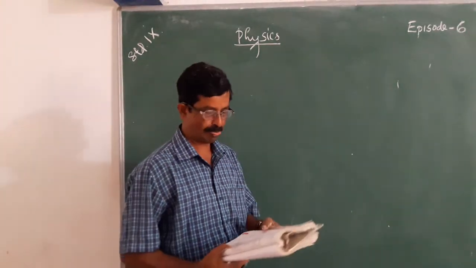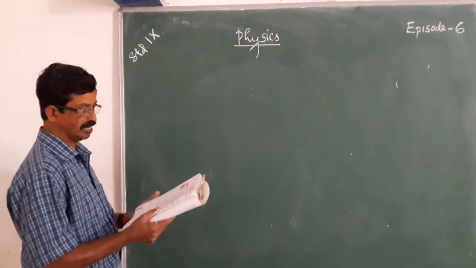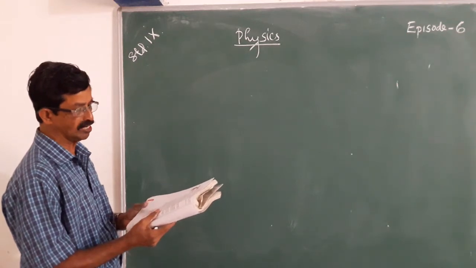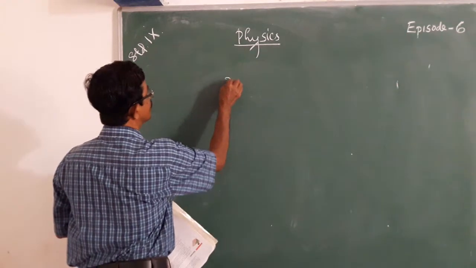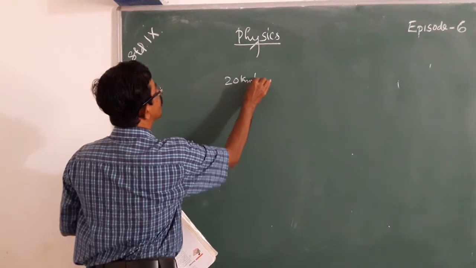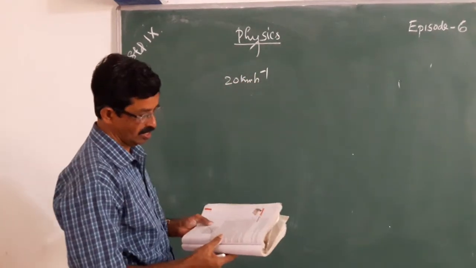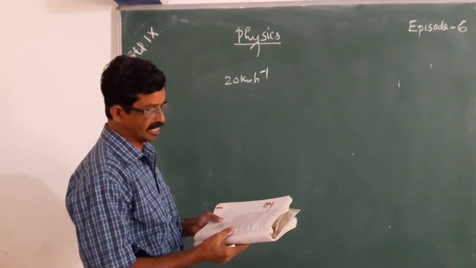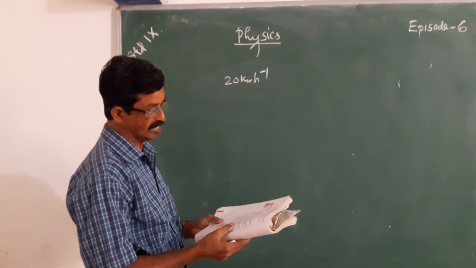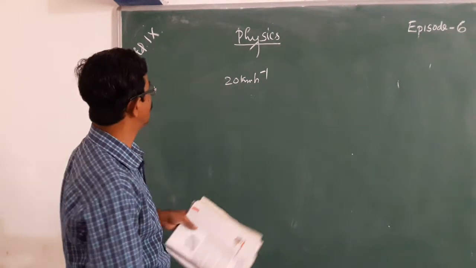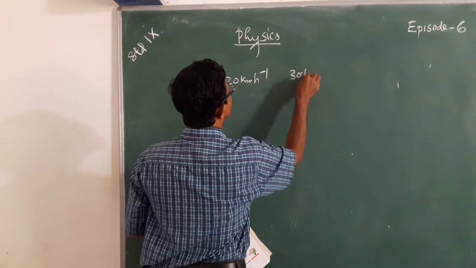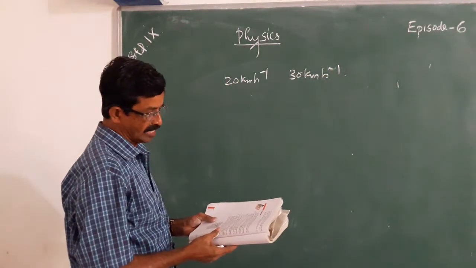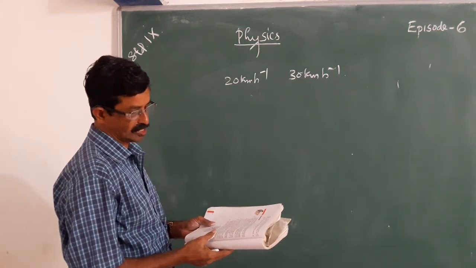Question number 3. Abdul, while driving to school, computes the average speed of his trip to be 20 km per hour. On his return trip along the same route, there is less traffic and the average speed is 30 km per hour. What is the average speed for Abdul's trip?